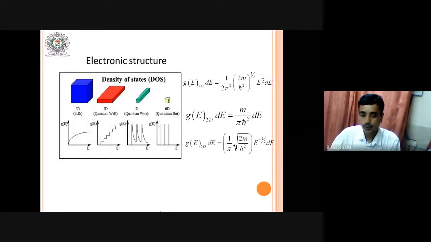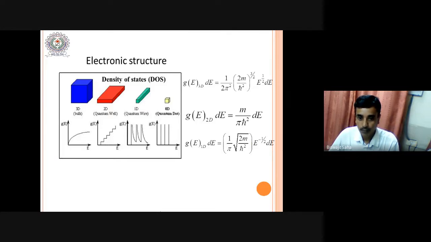Next, one more important thing is the electronic structure. Electronic structure means electronic band structure. So the electronic band structure is highly dependent on another important term, which we know as density of states. So let us first discuss the density of states. Density of states is basically the number of available energy states per unit energy range per unit volume. I'm repeating: density of states is basically the number of allowed energy states per unit energy range per unit volume.